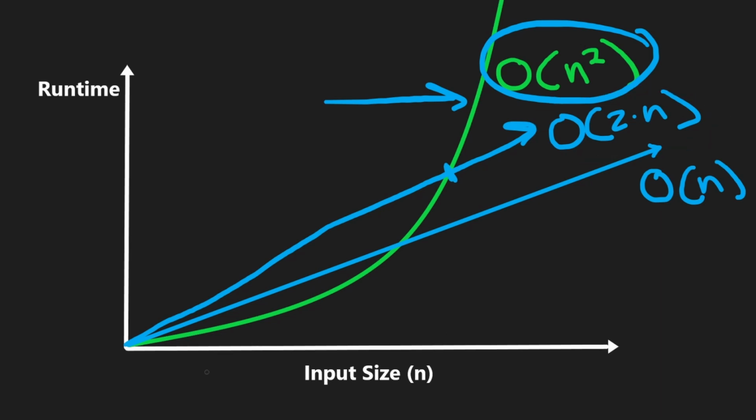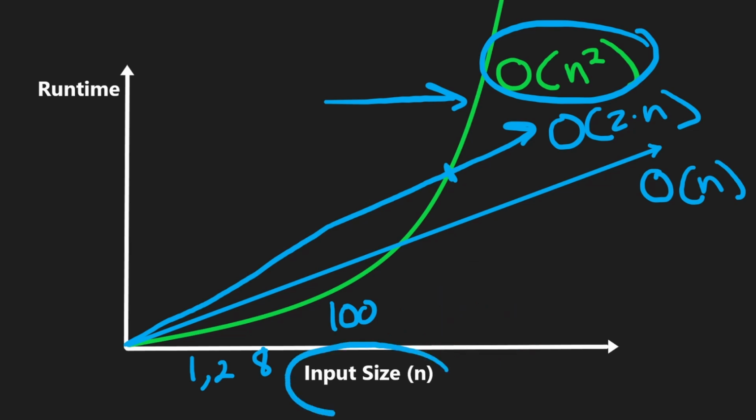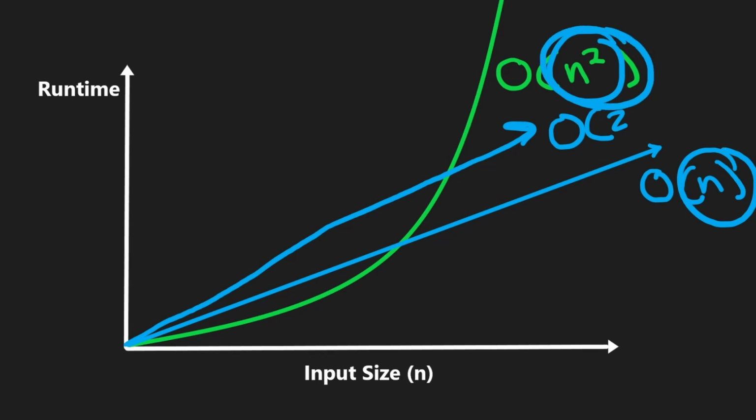We don't care about small inputs like 1, 2, 8, even 100, or even 1,000. We don't care about these small input sizes. We care about really, really big input sizes because those are the ones that slow down our CPU when we run programs. That's why when we talk about big O time complexity, we don't care about constants. We care about how quickly is it growing. Is it big O of n or is it big O of n squared?